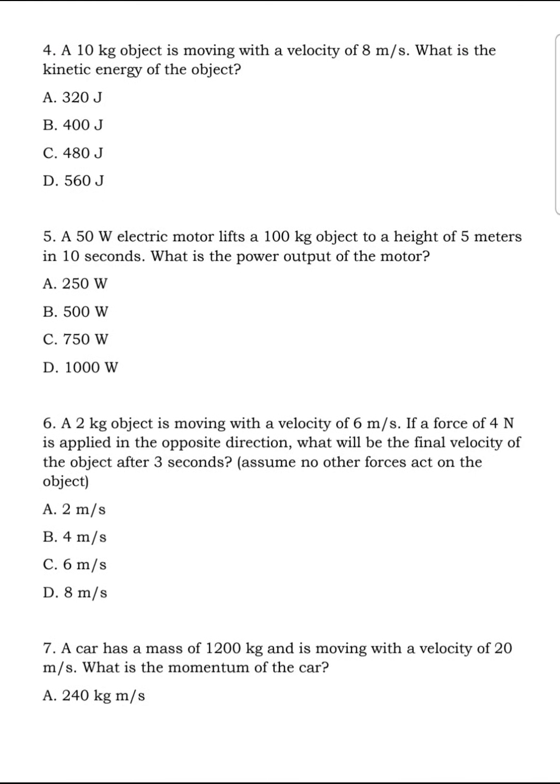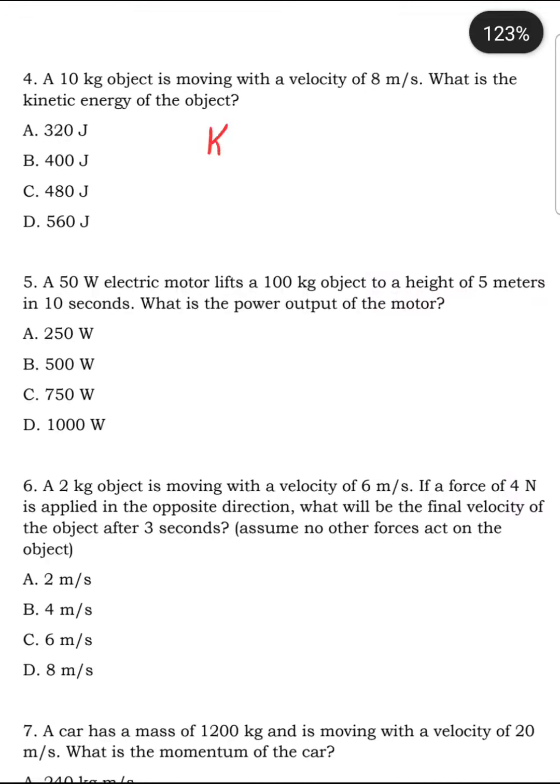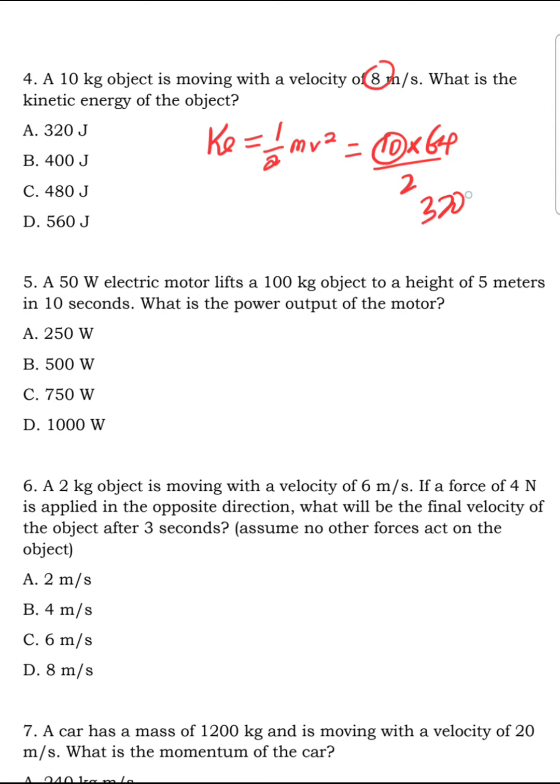So moving on, we have another question. Question 4 says a 10 kg object is moving with a velocity of 8 meters per second. What is the kinetic energy? Kinetic energy, ladies and gentlemen, is given by half of mass and velocity squared. So the mass is 10, velocity is 8, so squaring 8 we get 64 over 2. Or you can divide 2 into 64, which will give you 32. Then 32 multiplied by 10, we get 320 joules of energy.